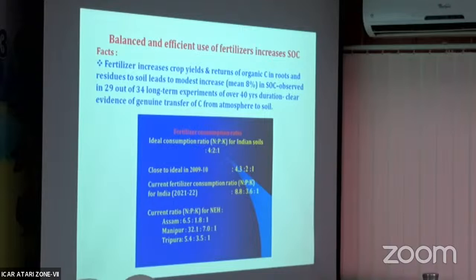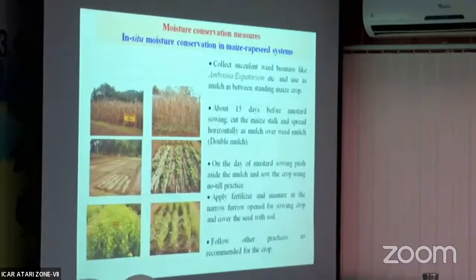If you see the current ratio in the Northeast, it is 6.51:8 in Assam. In Manipur, it is 32 kg nitrogen against 1 kg phosphorus and only 7 kg potash. So these are very wide ratios, and they have implications for soil quality under the context of climate change. If you use balanced fertilization, a good crop will give a good amount of residue, a good return of biomass to the soil. That is one indication of what I have given.